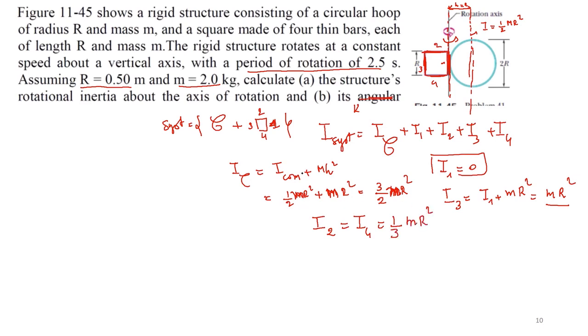Okay, it's 1/3 of mr squared. So you add all of them and you will get 29 divided by 6 mr squared. You put the numbers, you will get the right moment of inertia in the right units.